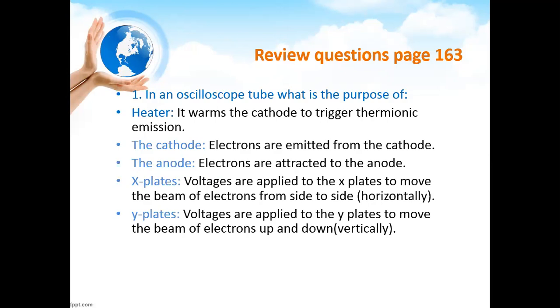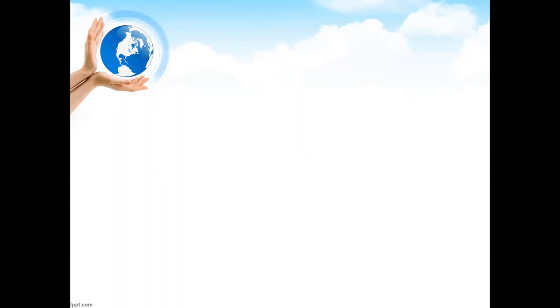If the down plate is negative and the up plate is positive, then electrons are going to move from down to up, because electrons are repelled by the negative plate and attracted by the positive plate. If the positive plate is located below and the negative plate is located at the upper part, then the electrons are going to move downward, due to attraction between the electrons and the positive plate.